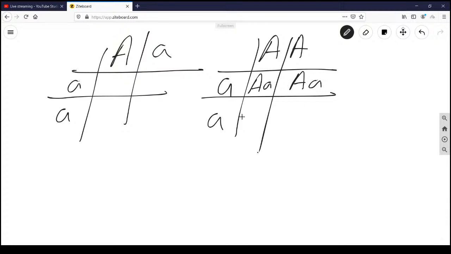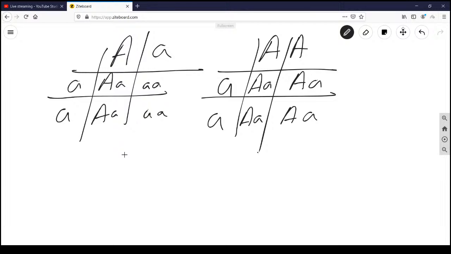So here the phenotype will be the same. Here you can say the phenotype will be 50-50%. Okay, so the phenotype will change. Okay, so this is what test cross is all about.